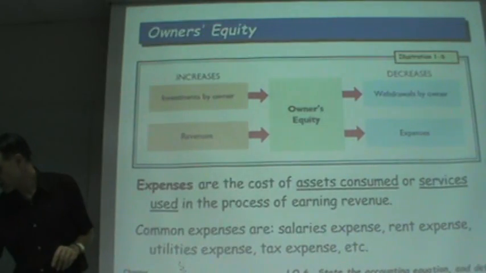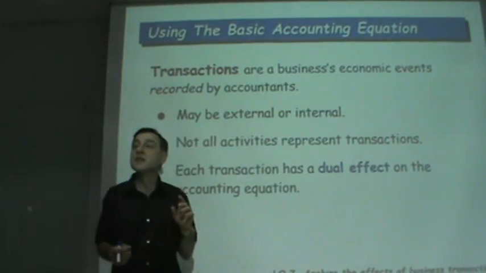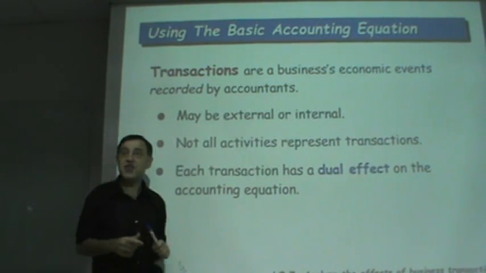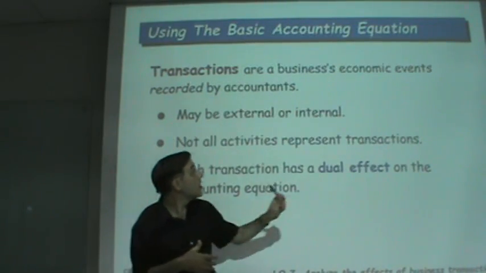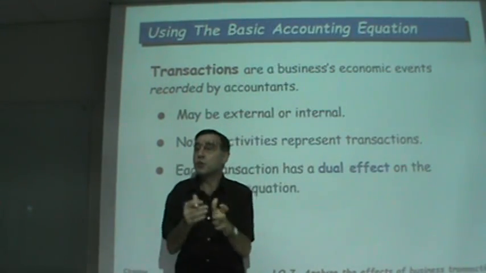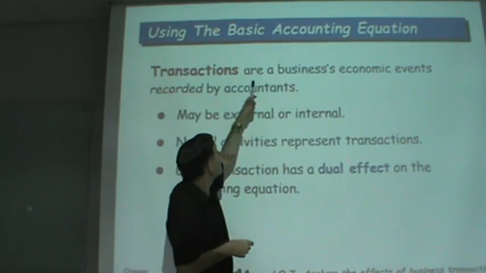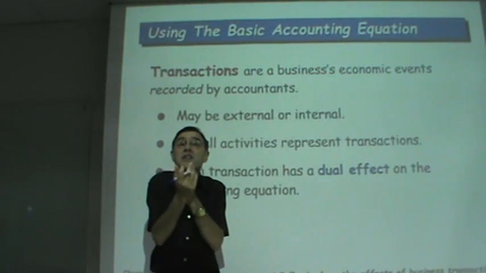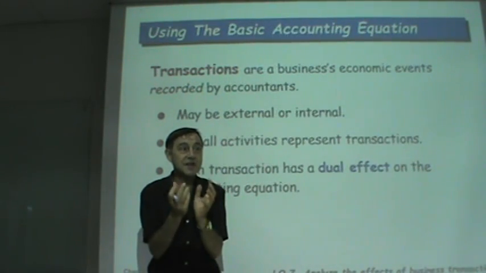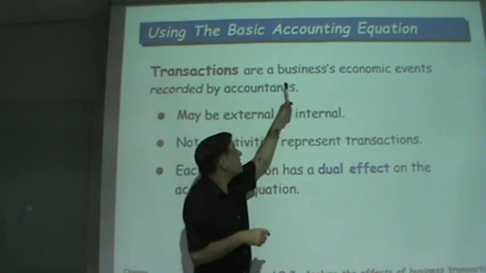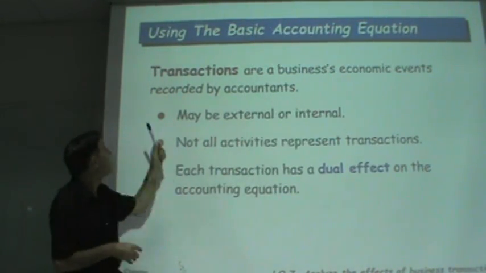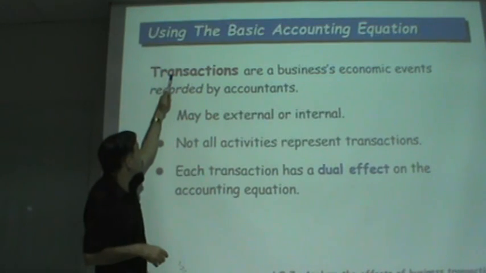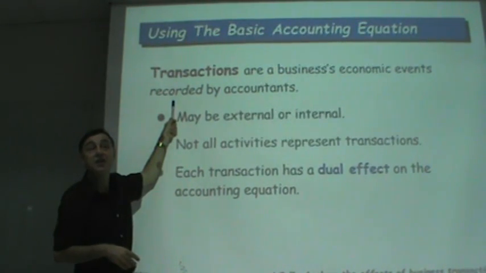Let's see what else we got. The next piece is transaction. A transaction is something we call an event, something which happens. It's a business or economic event, in other words, something of value happens. So it's a business's economic event which is recorded. Okay? So if it's a transaction, it must be recorded.